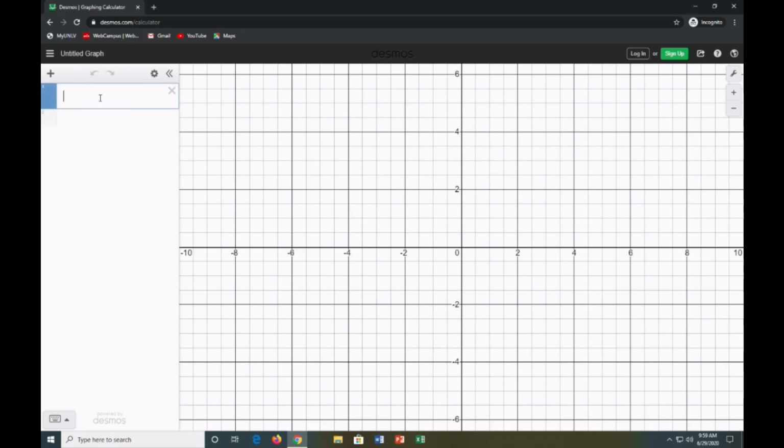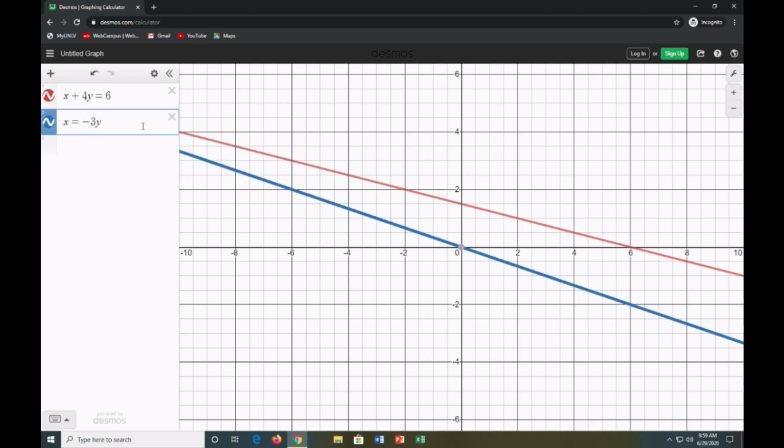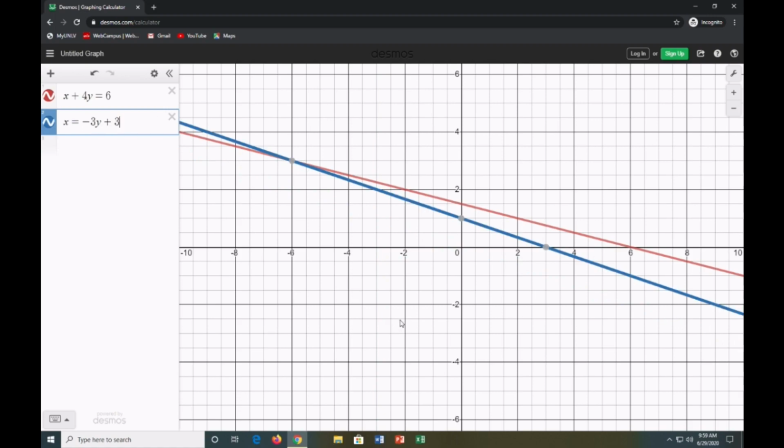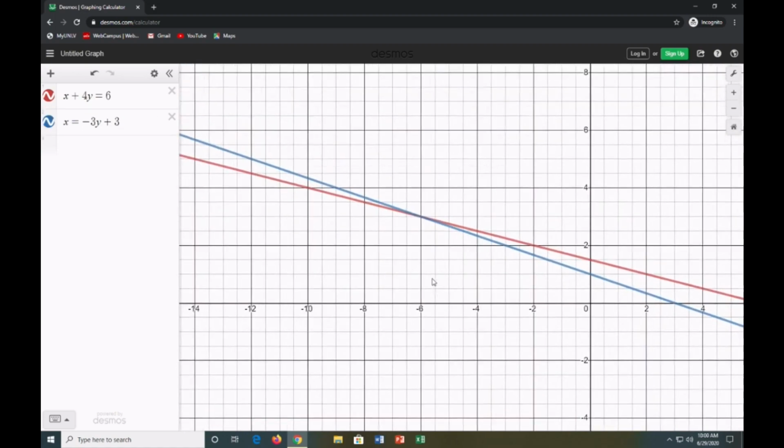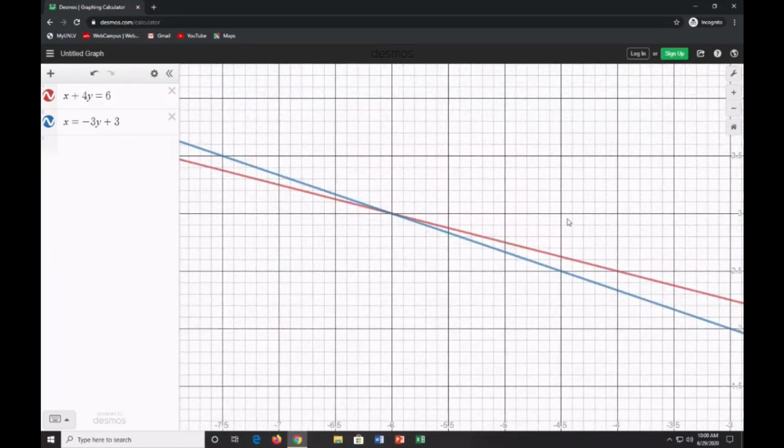So now we have x plus 4y equals 6. There's the line. And the other line was x equals minus 3y plus 3. Notice that we can zoom in on that point, the point of intersection where the red and blue line intersect. We figured out that that point is minus 6, 3.